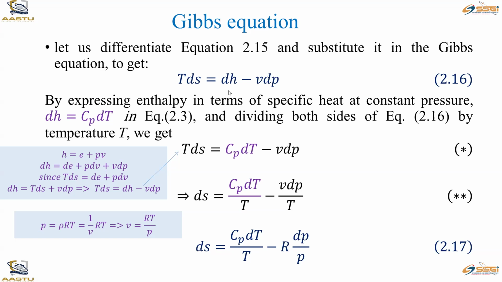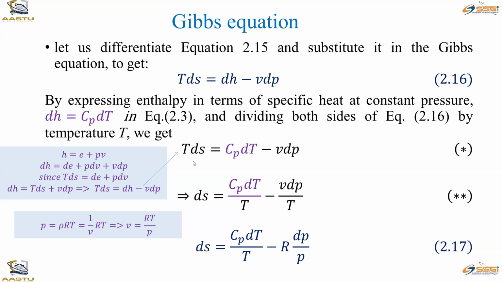We can rearrange these equations by expressing enthalpy in terms of specific heat at constant pressure. From the very beginning, we have an equation for this kind of representation: dH is equal to Cp dT. So you can substitute Cp dT in place of dH. And so look, TdS is equal to Cp dT minus VdP.